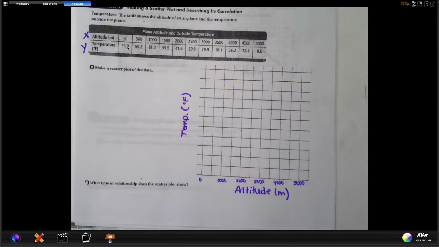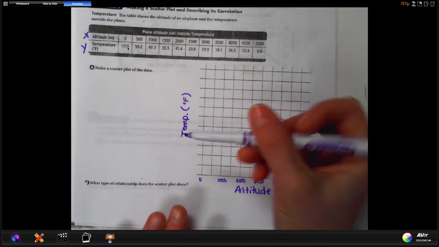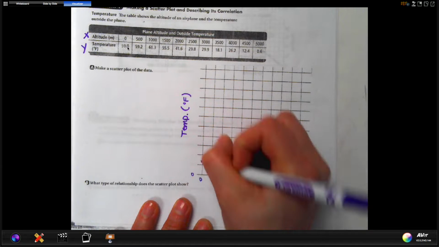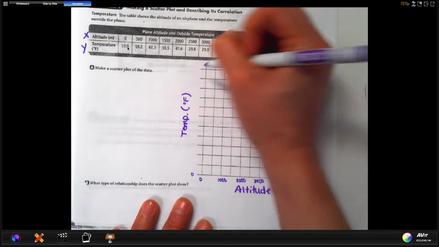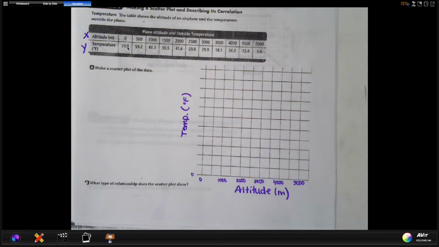All right, now let's talk about temperature. Our highest temperature, if you look at the data, is not the first one, it's third in, 61.3 degrees. And then what's our lowest? 0.6. So we've got to get somewhere between 0 and 62. And this has got to be 0, right? 1, 2, 3, 4, 5, 6, 7, 8, 9, 10, 11 spaces. We could go up another one.